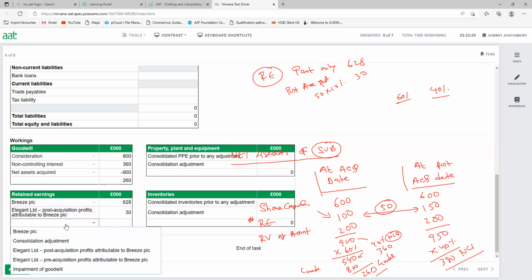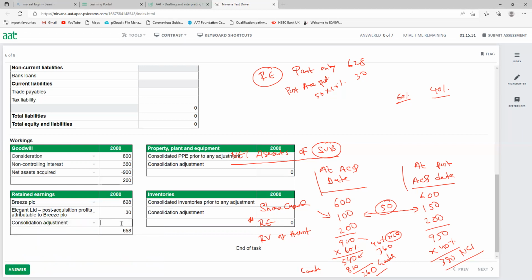And finally you need to minus the PUP, provision for unrealized profit. So we call it consolidation adjustment, -4, because this profit is inside of our inventory and we have to take it out, and I already showed how to do it. All right, so we have our retained earnings.